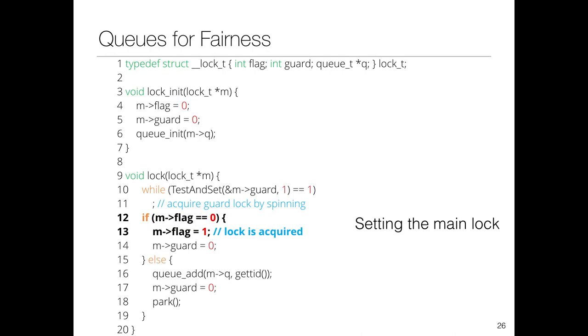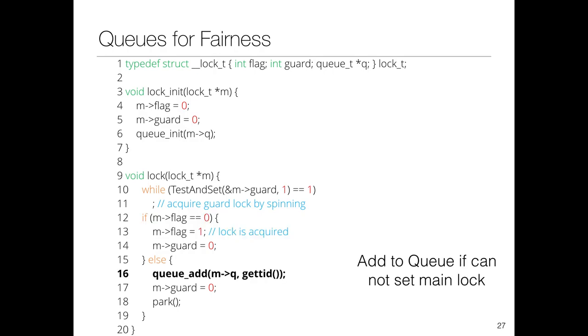Whether this particular thread gets the lock or not is decided by the flag variable. Whereas guard is only looking at whether we can change the flag or not, or whether we can add something to the queue or not, or delete something from the queue or not. And don't worry, we'll go through some examples to understand this better.